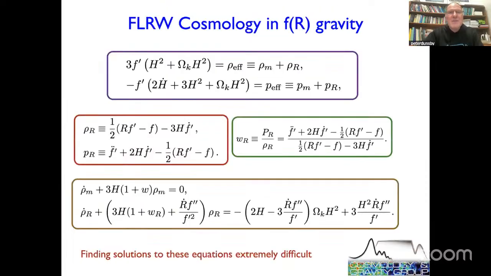Right, so when you take a Robertson-Walker metric, so if you take the standard cosmology and you write down the Friedmann equation and the Raychaudhuri equation for F of R gravity, then you end up with a much more complicated system of differential equations than you do in standard GR. And that means that finding solutions to these equations in general is extremely difficult. So there have been a lot of approaches to tackling this.